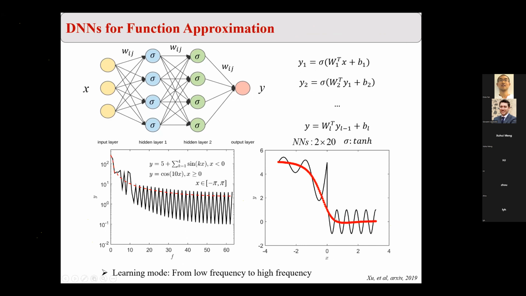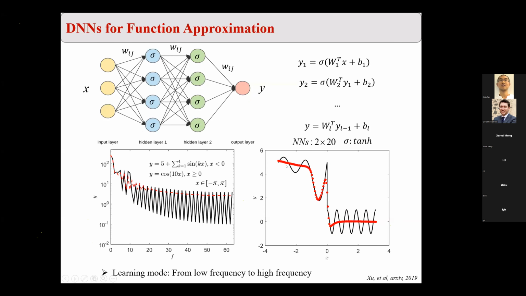And here is an example of a function approximation case. The target function is a discontinuous function. On the left part, we have a low frequency function, and on the right part, we have a high frequency function, and in the middle, we have a discontinuity. And the red dots are the predictions from a neural network at different training steps. And the black solid line is the reference solution. And let me play it again.